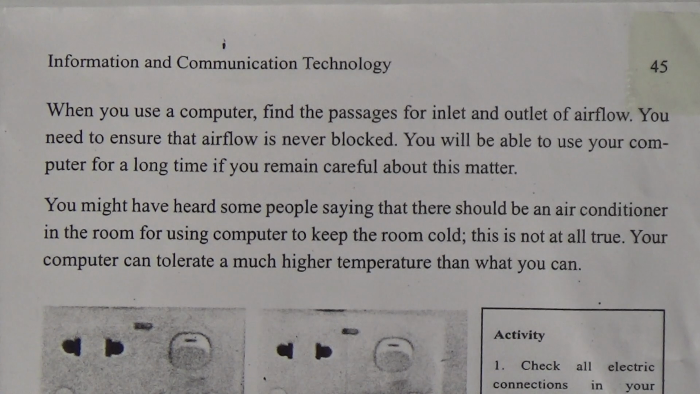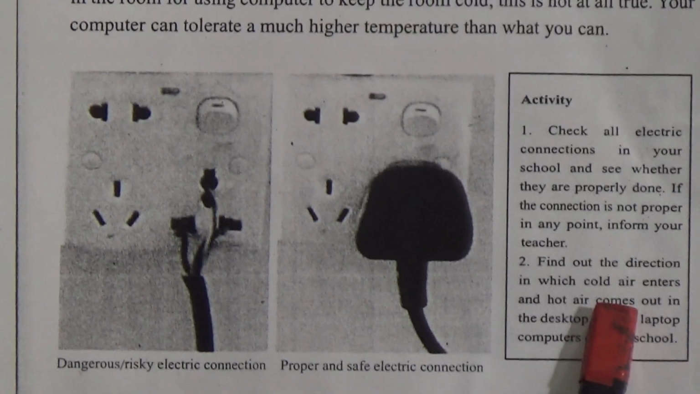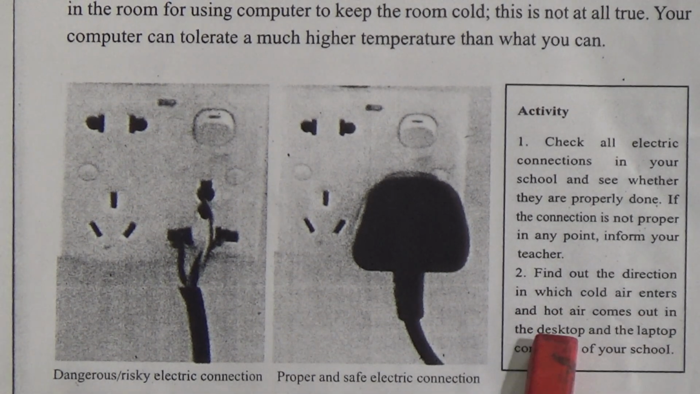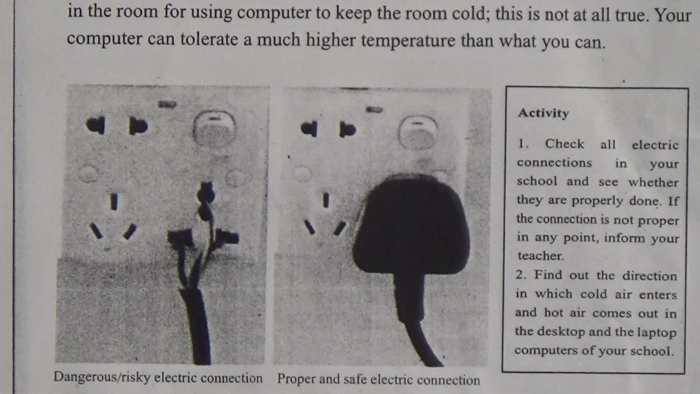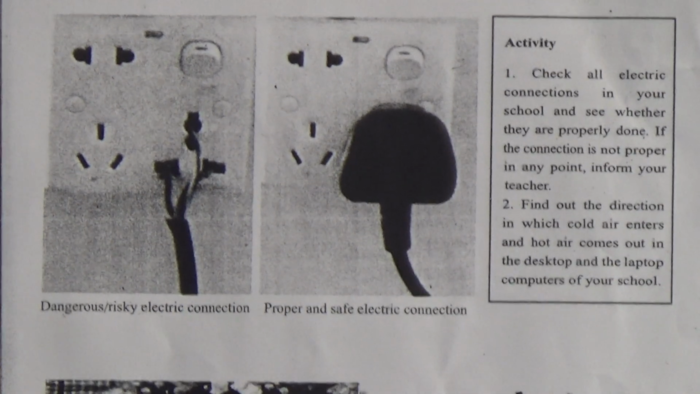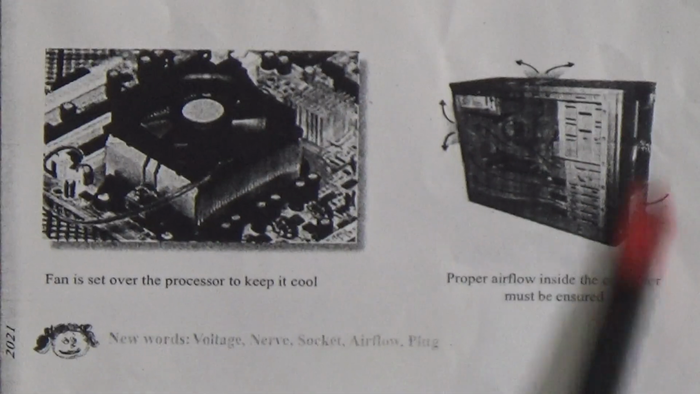So the activity, we will not do the activity. Let's check all electric connections in your school and see whether they are properly done. If the connection is not proper, at any point, inform your teachers. Find out the direction in which cold air enters and hot air comes out in the desktop and the laptop computers of your school. Dangerous, risky electric connections, proper and safe electric connections. Check out the plug, sockets. Fan is set over the processor to keep it cool. So proper airflow inside the computer must be ensured.